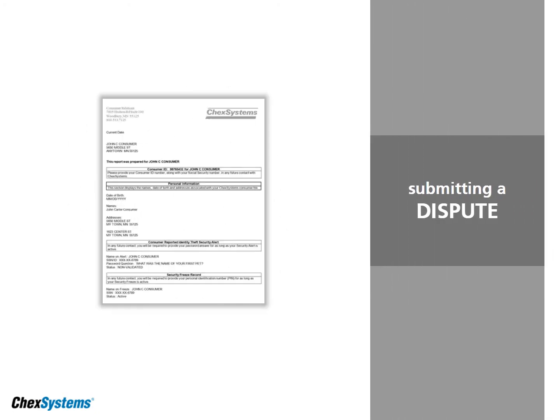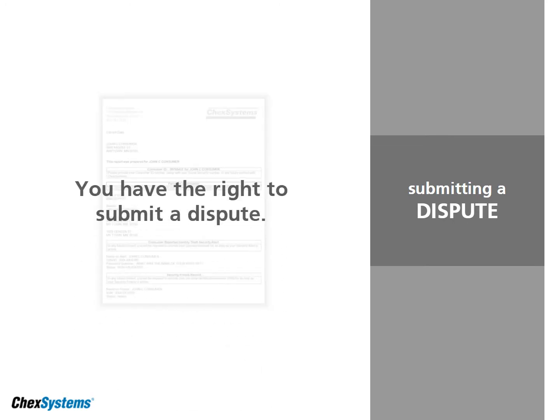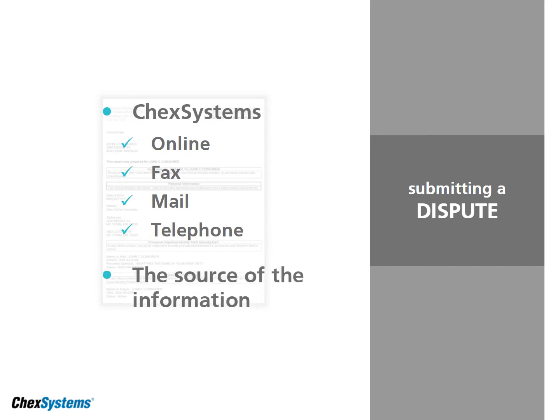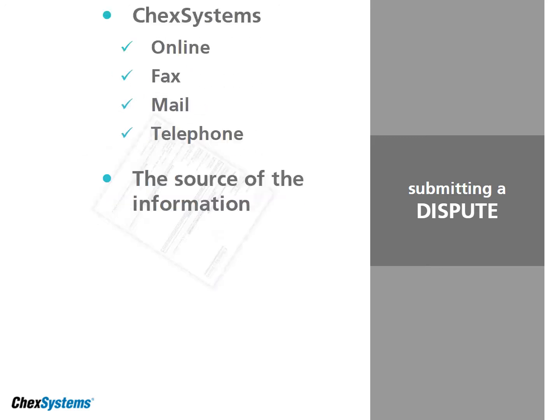If you believe any information in your consumer disclosure report is inaccurate or incomplete, you have the right to submit a dispute. Two options are available. With ChexSystems, online, through fax, mail, or under most circumstances by telephone, or directly with the source of the information, for example, a financial institution.